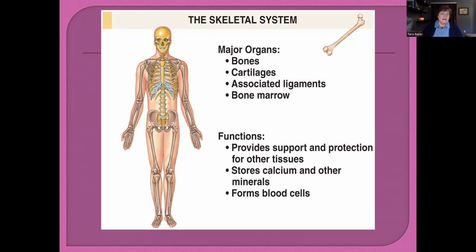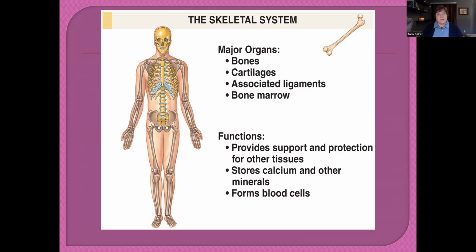But some of them have lefts and rights. So we're going to be studying the left humerus, the right humerus. So you're going to be learning all the bones of the human body, which is cool. You're also going to be learning about cartilage, ligaments, and bone marrow. These are important organs that make up our skeletal system.